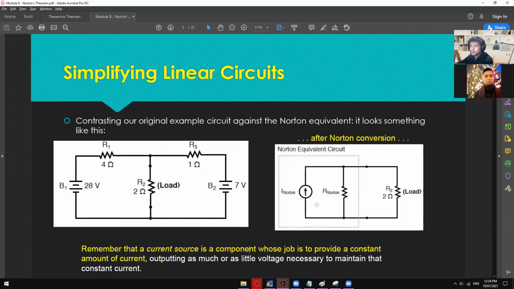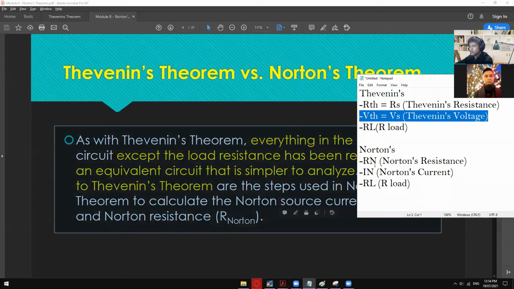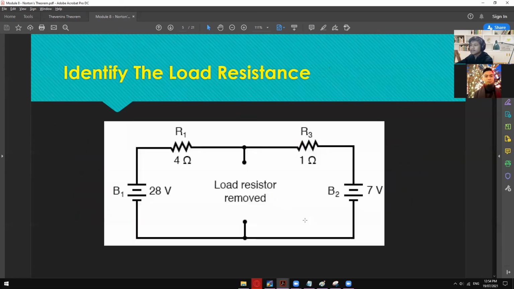Okay, no important thing to mention. Just remember that this is the Norton's equivalent circuit. So I'll leave the reading part to you guys. I already discussed what is the I Norton and then R Norton, which is this one, RN and then IN, and the same concept of course.